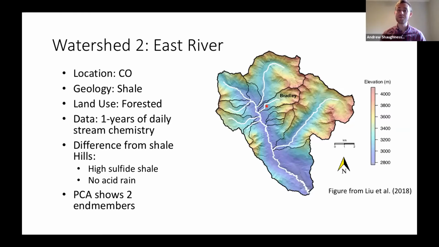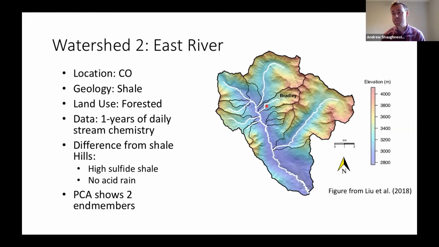So our second watershed we're going to be looking at is East River in Colorado, and one thing that is interesting about East River and makes it different than Shale Hills is two things. One, it's not in a high acid rain impacted area of the United States. It's going to be in Colorado. And two, it's got about 10 times higher sulfide in the shale itself. So it's a high sulfide shale compared to Shale Hills, which is a very low sulfide shale. And we're going to use a year of daily stream chemistry.